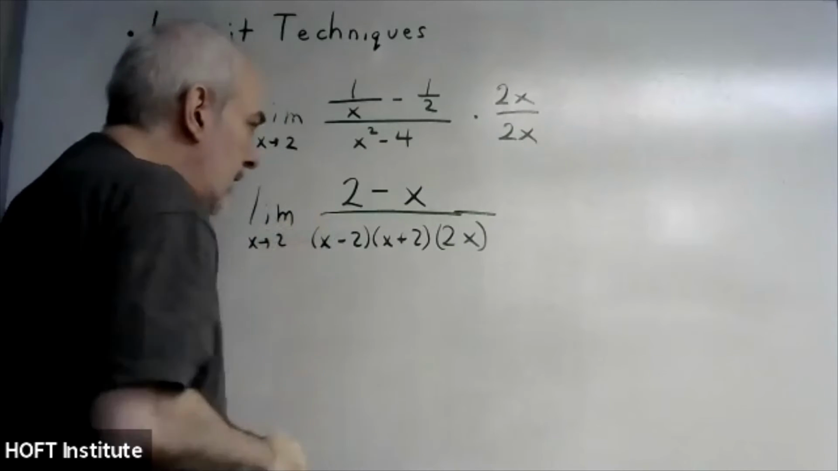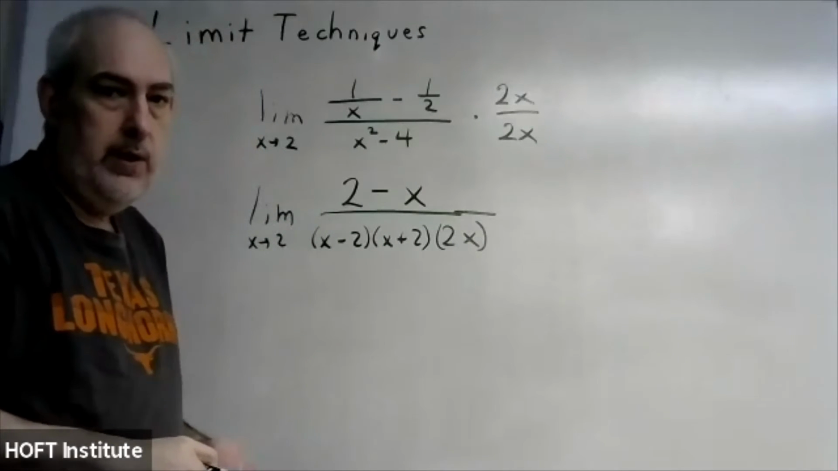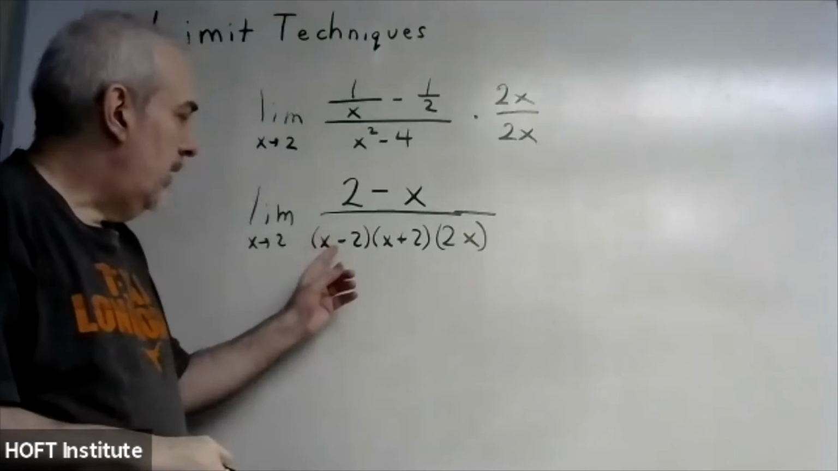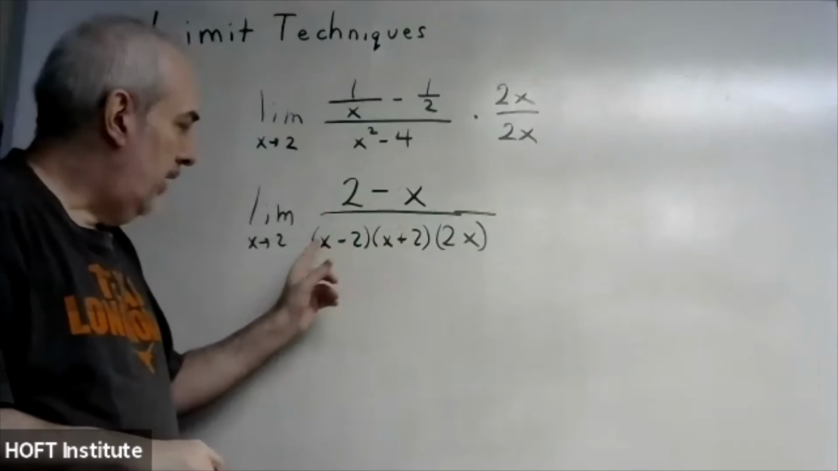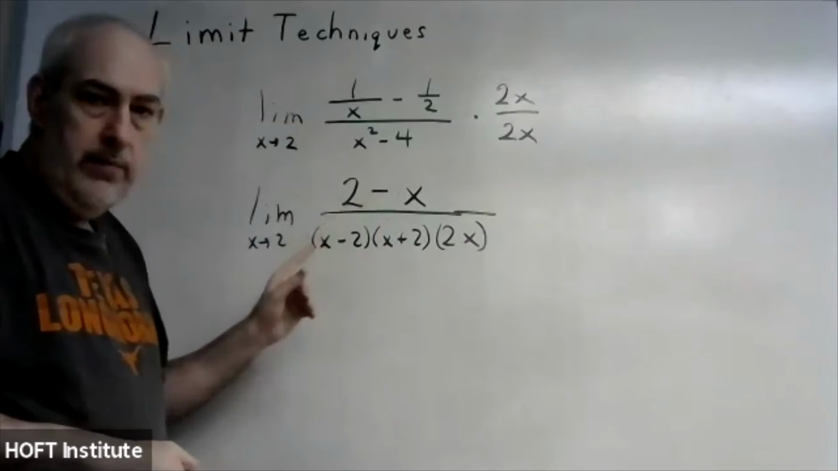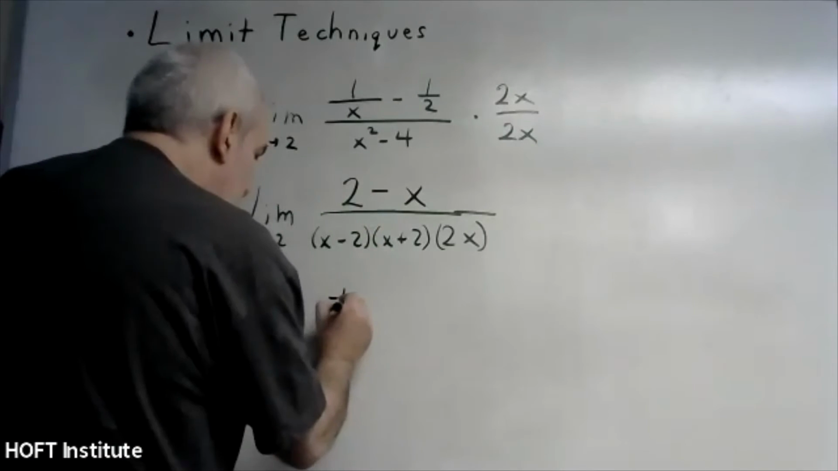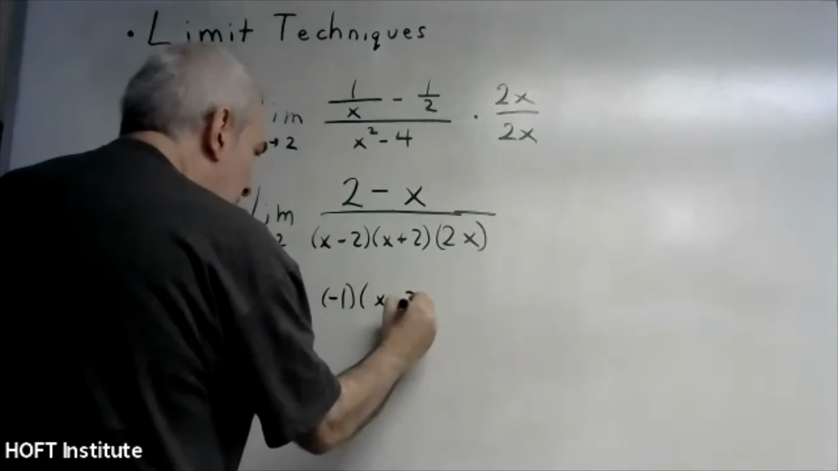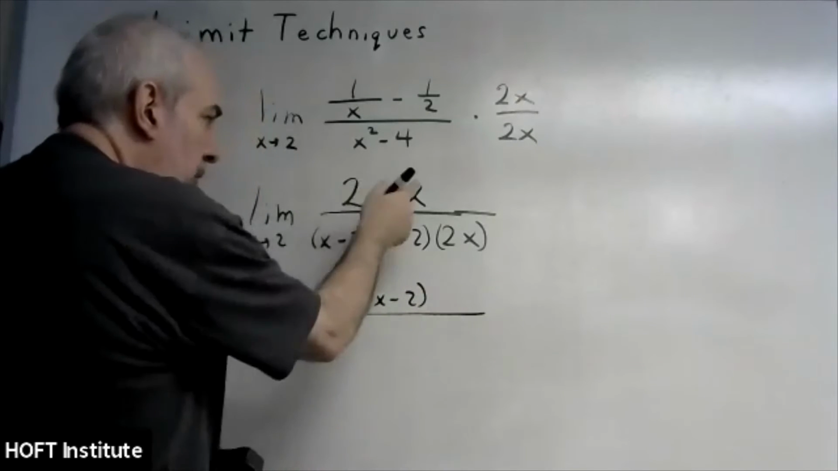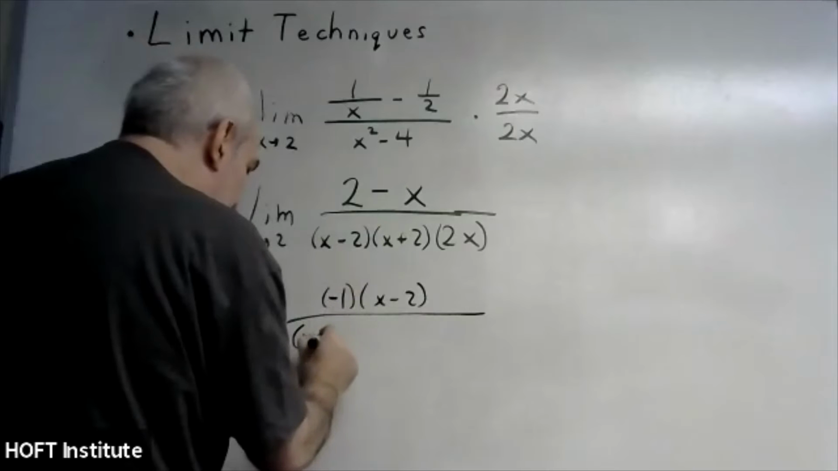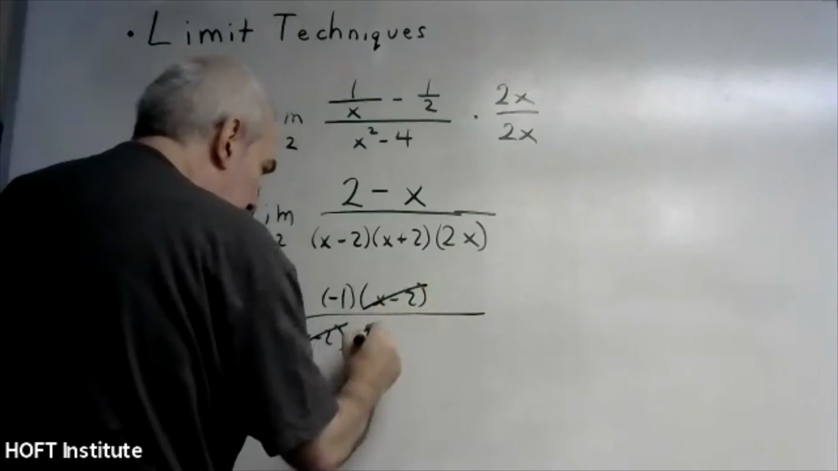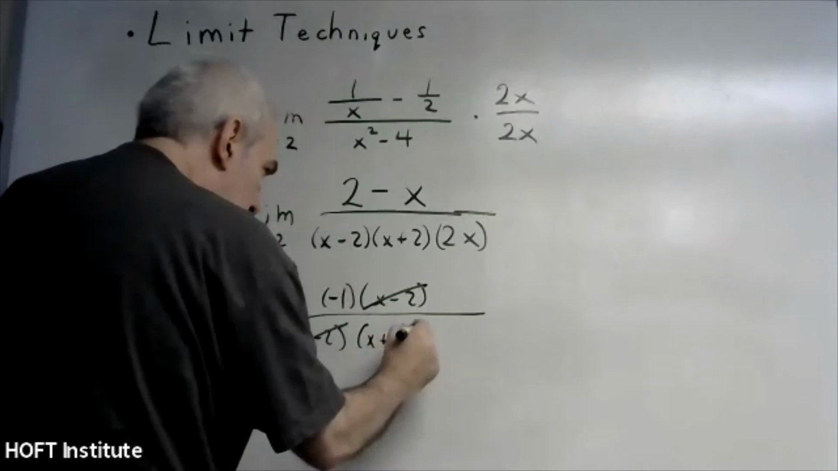Now, you may not immediately see two factors that cancel, but you need to remember that 2 minus x and x minus 2, those are just reversals of each other. Like you can factor out a minus 1 out of the top and rewrite that as minus 1 times x minus 2. See, therefore, it's the opposite of that other x minus 2. And then you can cancel out the x minus 2's.